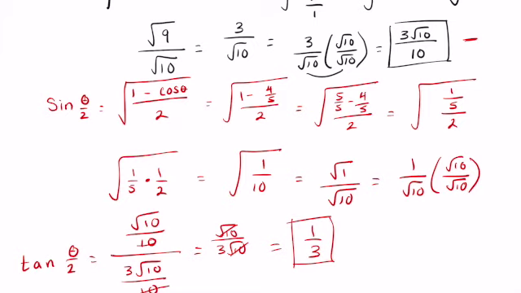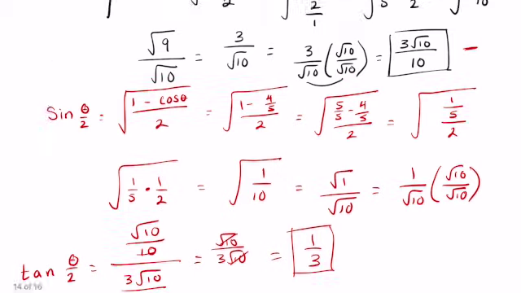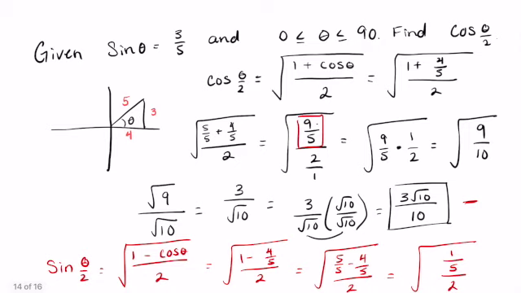And we're done. So I hope this video helped you figure out how you can take the half angle of sine, cosine, and use them to find the half angle of tangent given right triangle trigonometry.